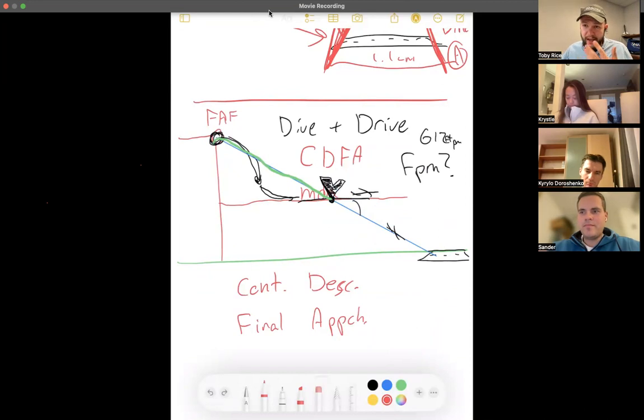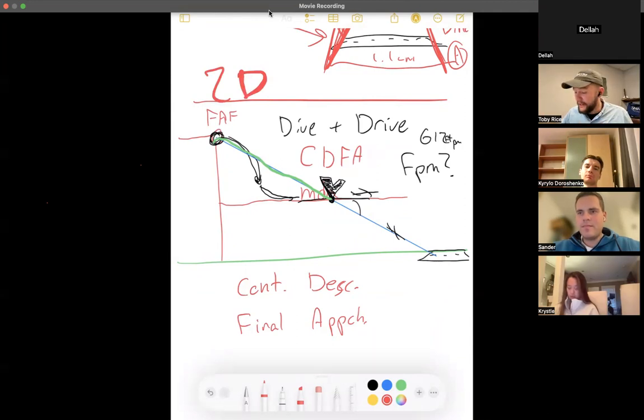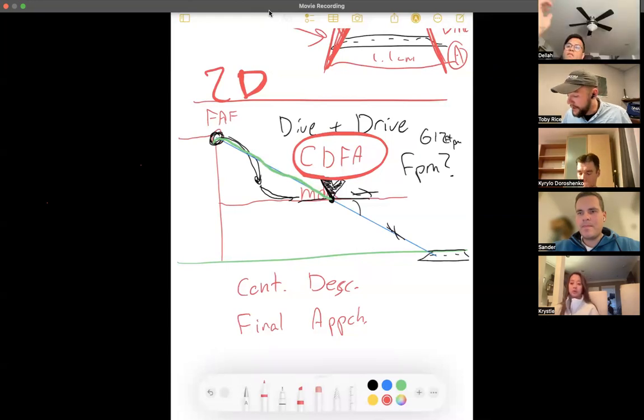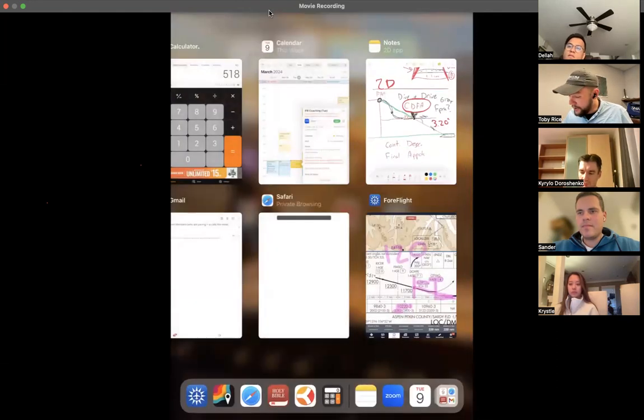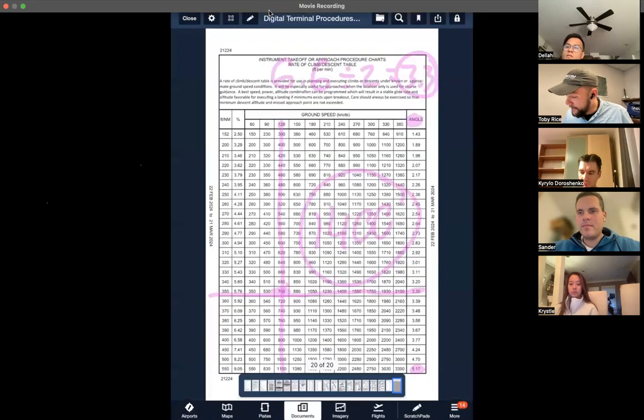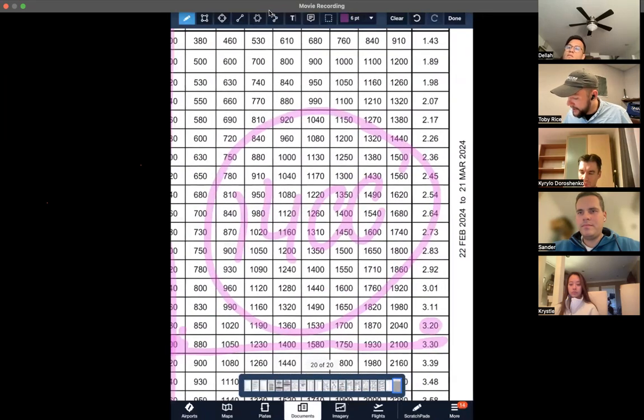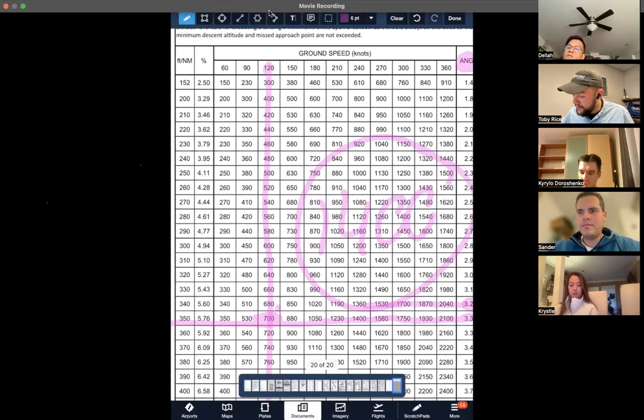But that was my last tip on 2D approaches, like lateral approaches: find a way to calculate your CDFA. Most approaches will have a number, like 3.2 degrees, in which case you go to ForeFlight, go to the very back and find 3.2 right here. Then you find your ground speed and say, okay, I need 510 feet per minute or something like that.